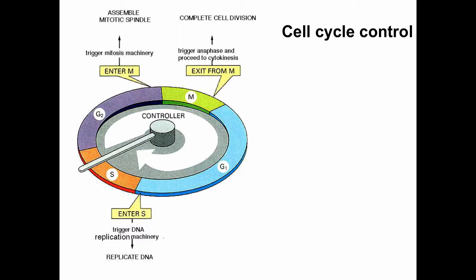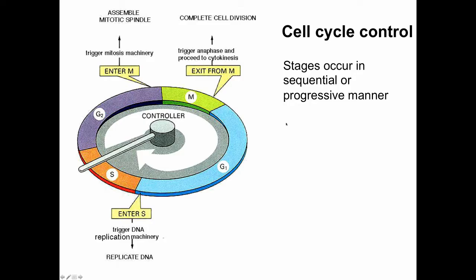Here I'd like to spend just a few minutes and talk about cell cycle control. And the first point I want to make is that cell cycle control relates to the fact that the stages of the cell cycle occur in a sequential or progressive manner. This is a cartoon that comes out of the Alberts textbook, and I really like it because it's so oversimplified that it makes good sense.